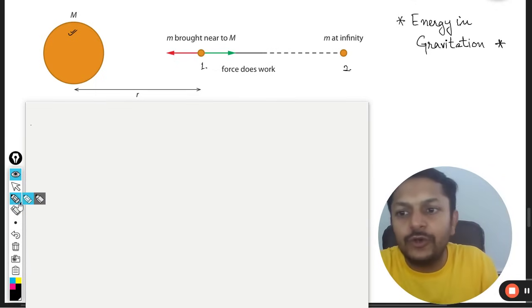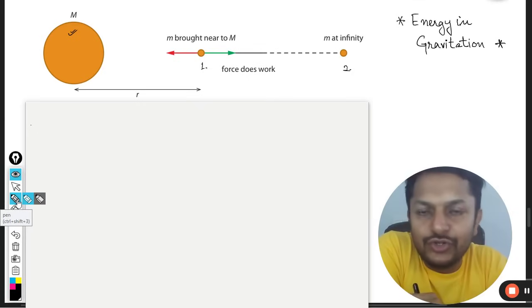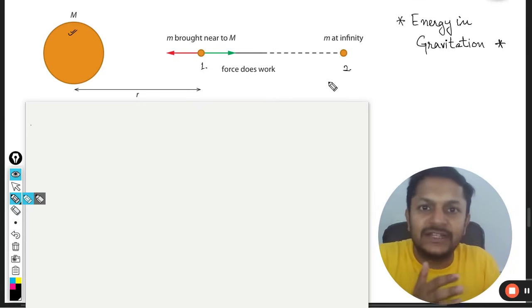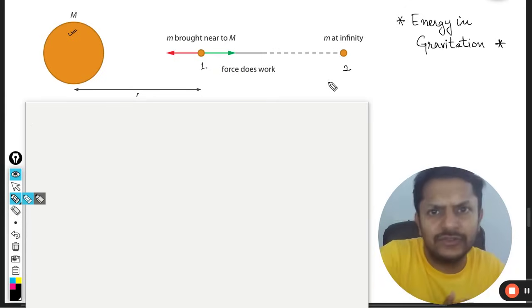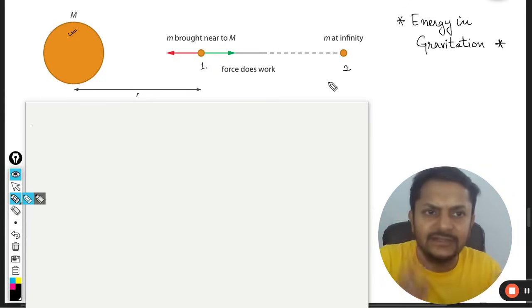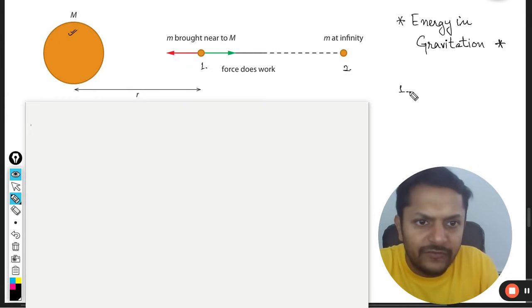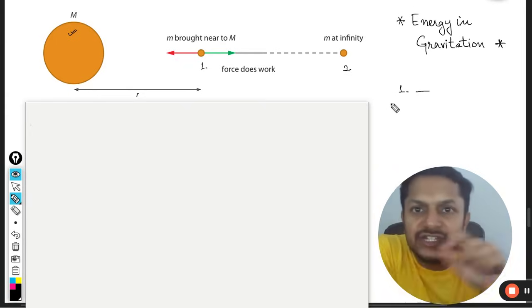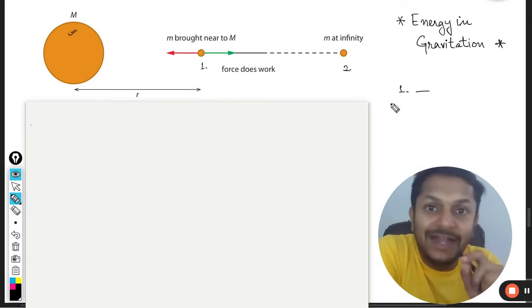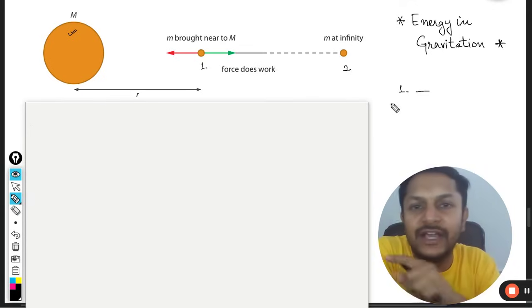So in this video we are going to consider only one type of motion: there are two positions, and the object is changing from one position to another. First of all, this is the first point, that we are only concerned with an object which is changing its position from point 1 to point 2, and it is not revolving around the astronomical object.